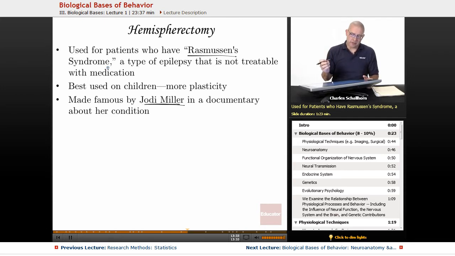Because that was the case, the doctor was Dr. Ben Carson. He's political now, but he was the world's foremost brain surgeon. He would go in and do these kinds of surgeries. And Jody Miller, cool young woman that she was, had this surgery in the late 1990s.